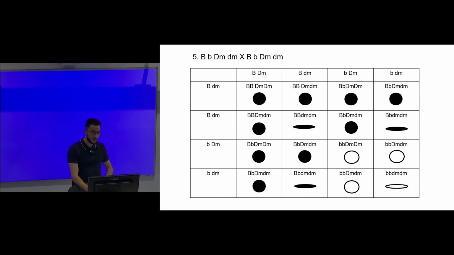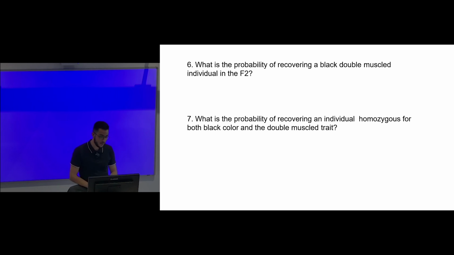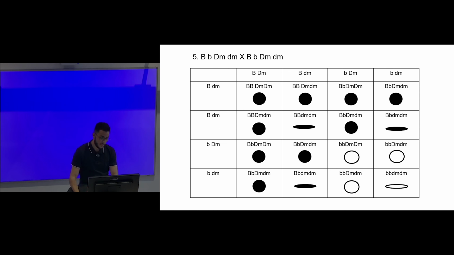So when you have this little table here, then you get to this question saying, what is the probability of recovering a black double-muscled individual in the F2? So what you can do is just count the black double-muscled individuals. So you have 1, 2, 3, 4, 5, 6, 7, 8, 9. 9 over 16. Make sense? Okay. What's the probability that it's a black double-muscle male? That's it. Make sense? Good.